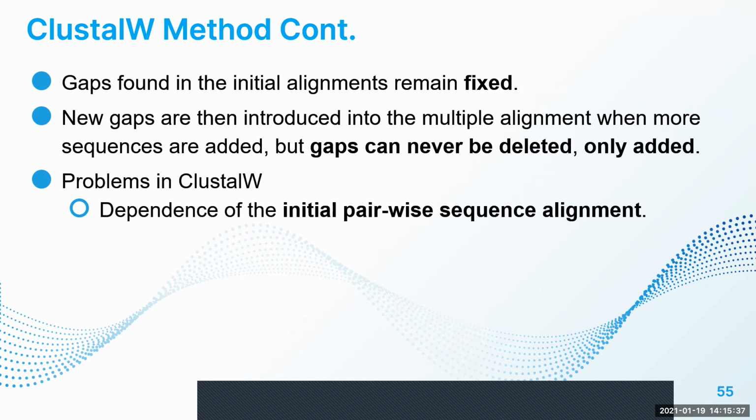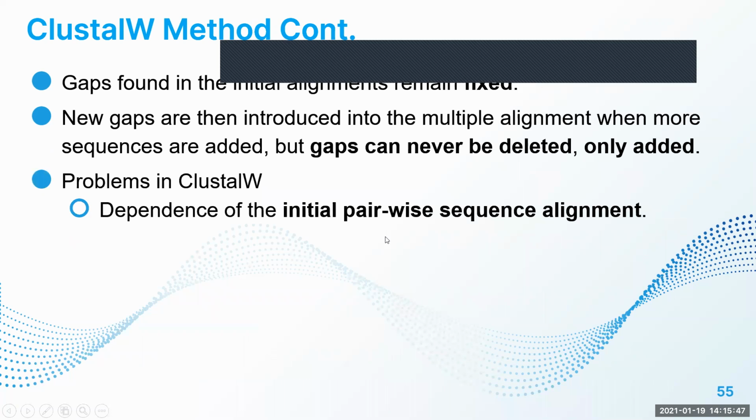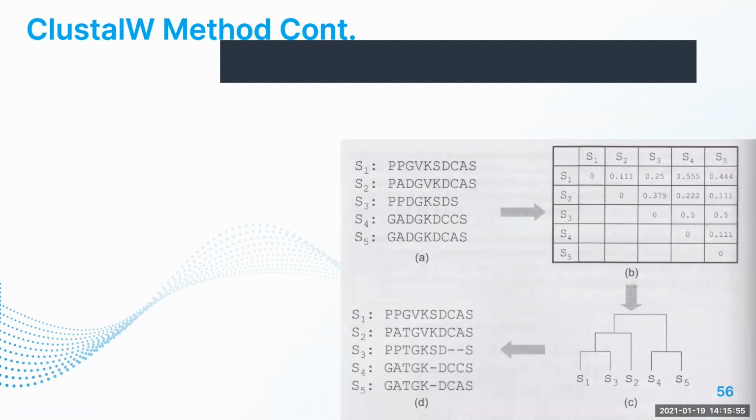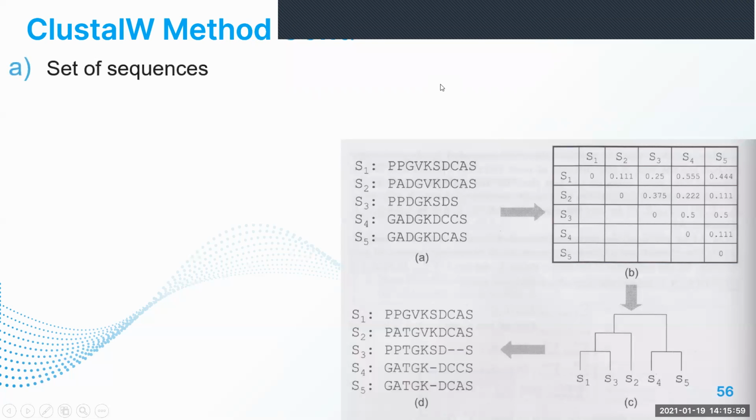It has a dependency on the initial pairwise sequence alignment. If you take a bad decision, that will affect your whole sequence alignment. So it will propagate errors from the initial alignment, as I said before about the progressive one. So ClustalW will look like this.